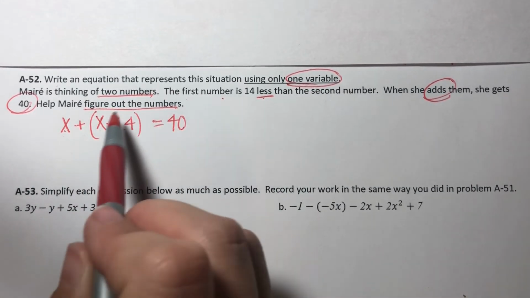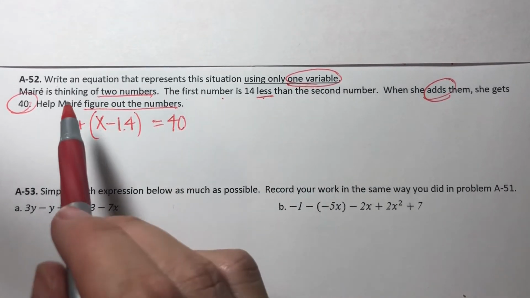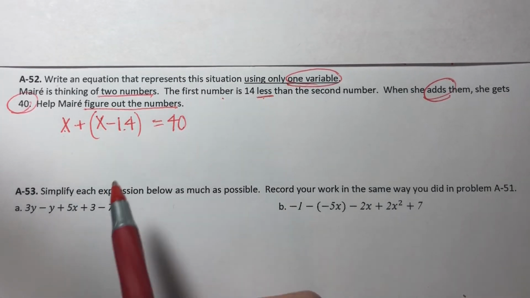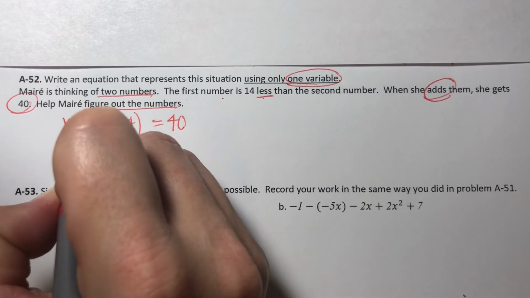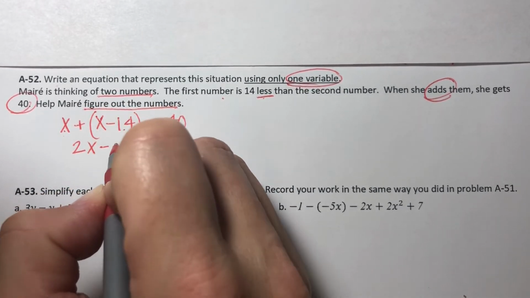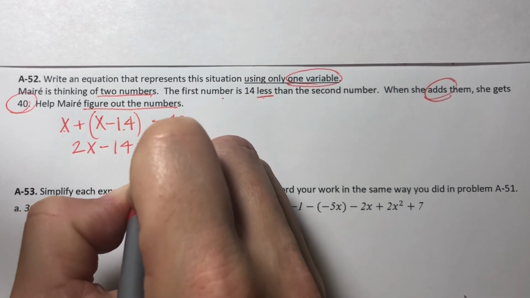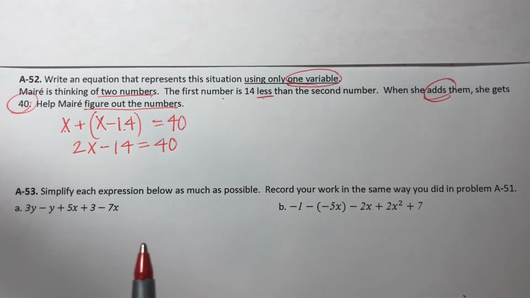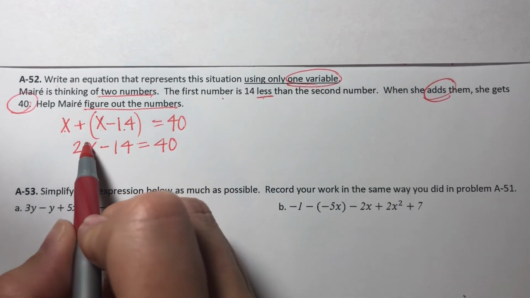So that means we're going to have to do a little solving here. So if we look at this, we've got a positive x here and we've got a positive x there. Let's combine some like terms. That gives us 2x. We haven't changed this negative 14, so it's still minus 14 equals 40. So now we know we want this x to be by itself.